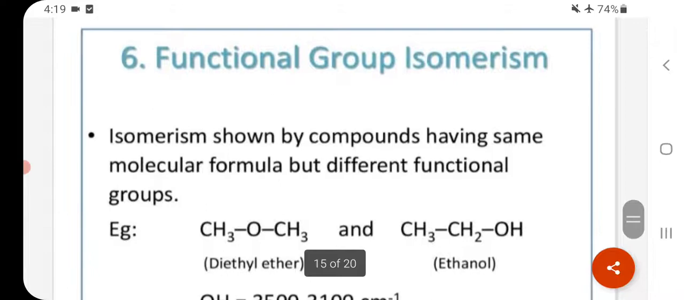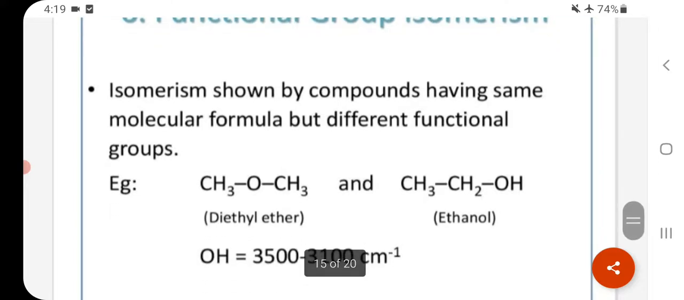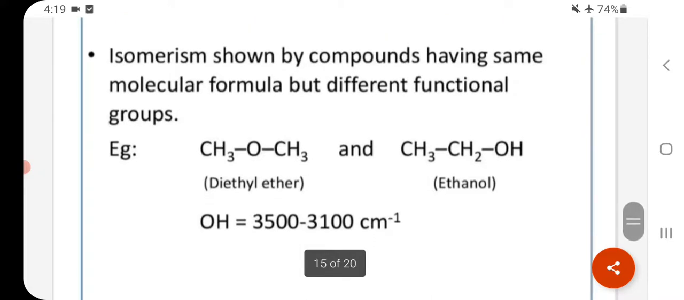Functional group isomerism. Isomerism shown by compounds having the same molecular formula but different functional groups. Example, dimethyl ether CH3OCH3 and ethanol CH3CH2OH. OH is 3500 to 3100 cm inverse.